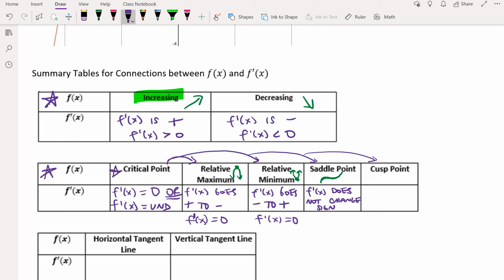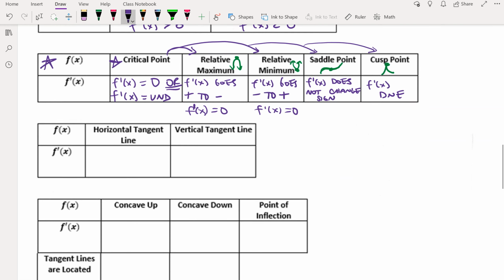Okay, cusps. We don't have a cusp on this graph either, but cusps are those sharp points. So this would be an example of a cusp right at that point. Here's a saddle point. And the cusp, remember, you can't take the derivative at a sharp point. So f prime of x does not exist at a cusp. Sweet. Let's move on. We have a few more left.